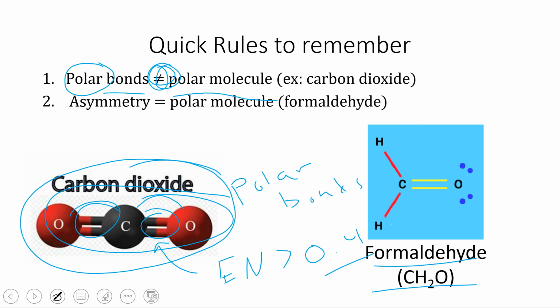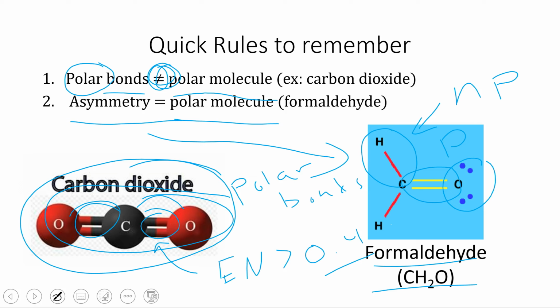Whereas over here, we have carbon-hydrogen bonds, which are non-polar, right? We have carbon-oxygen bonds, which are polar, all right? So we have an imbalance in our polar bonds, and we have those lone pairs on one side. So this is an asymmetrical molecule over here, right? That's what makes it polar. So the symmetry or asymmetry of the overall molecule is what determines it to be polar or non-polar.